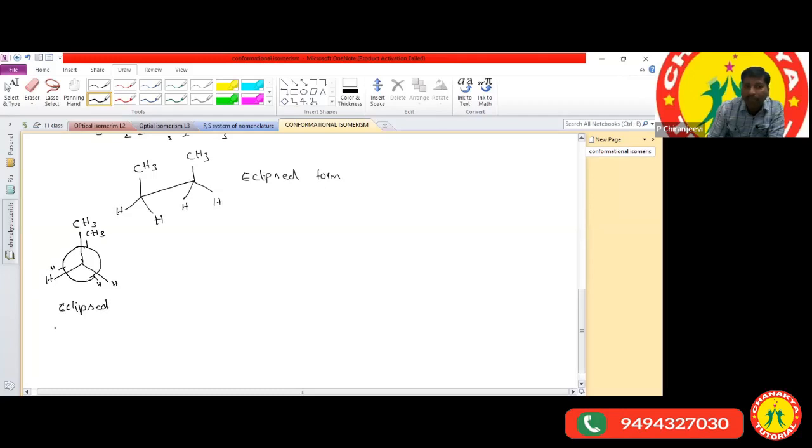The eclipsed form is highly unstable. Sir, why is it highly unstable? The eclipsed form is highly unstable because two bulky groups are present one behind another. At the same time, identical atoms are present one behind another, so they have some repulsions. When identical atoms come close together, what happens? Do they have repulsion or attraction?